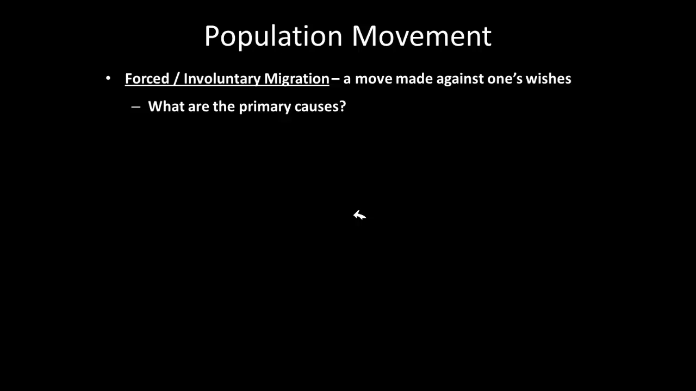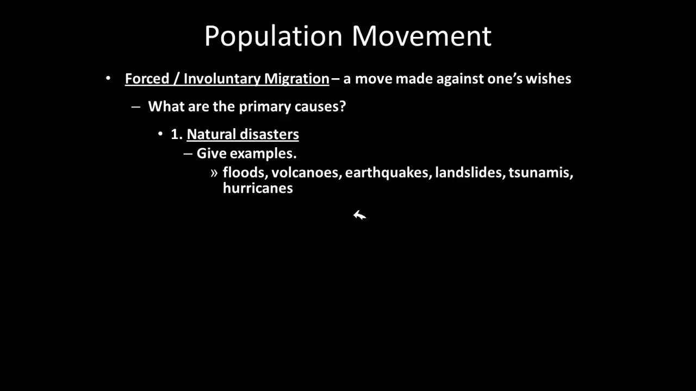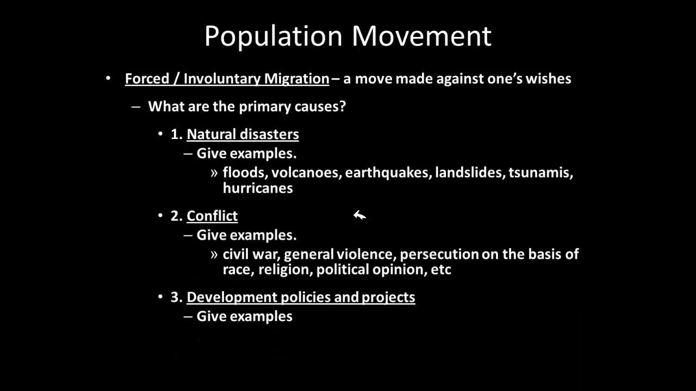Now, there are some forced or involuntary migrations. Forced migration is exactly what you think. It's when you're made to move against your wishes. This generally occurs a couple of ways. With natural disasters, you think about volcanoes, earthquakes, the earthquakes in Haiti, or Hurricane Katrina. Those people had to leave. They did not want to leave. They did not plan on leaving. They were forced to leave.